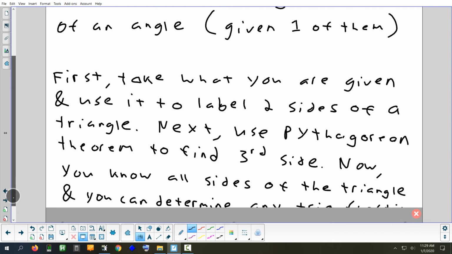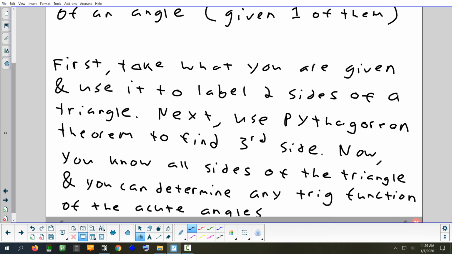Now, at this point, you have all the sides of the triangle, and you can find anything you want. You don't really have to copy that last 3 lines or so. But I'm just saying, now you've got all the information. You can do all 6 trig functions. Okay, so just summarize it quickly. Label the two sides that you know. Use the Pythagorean theorem to find the third side. That's what you have to do.